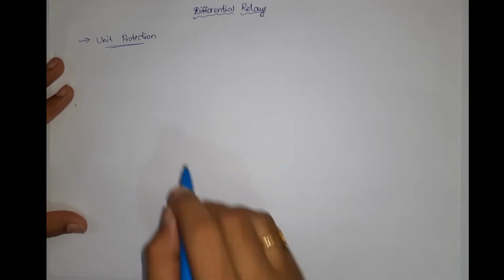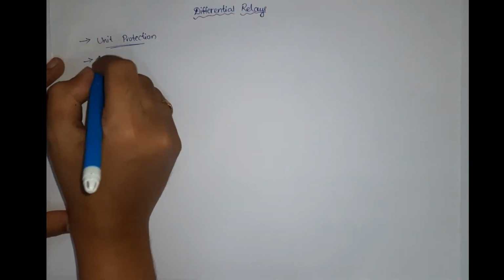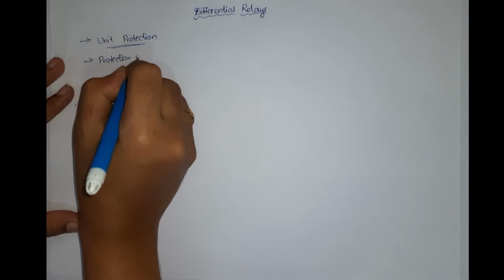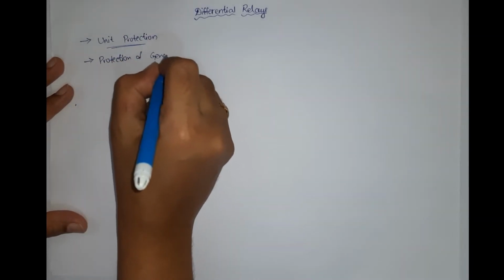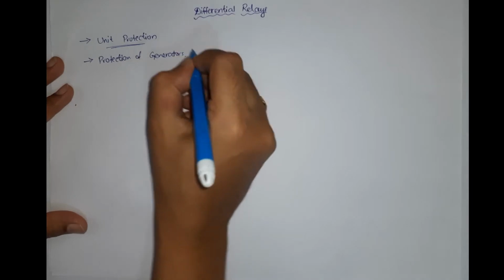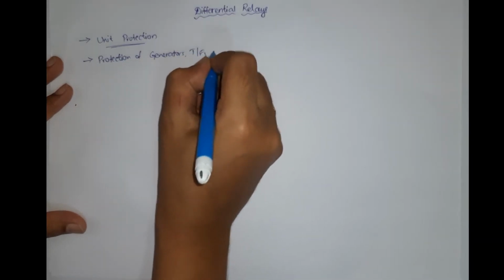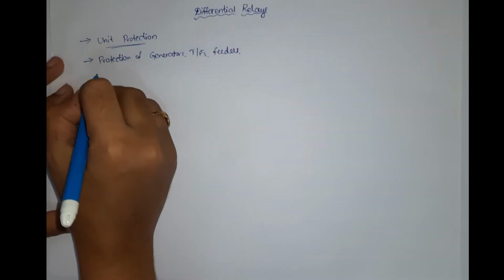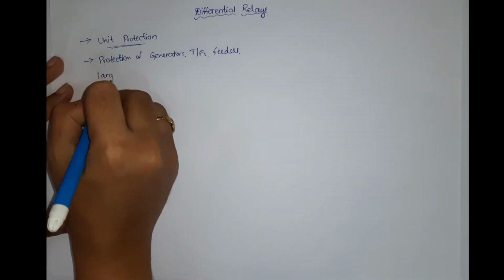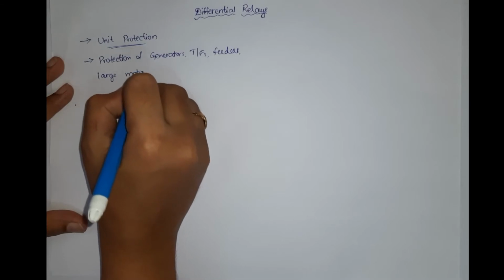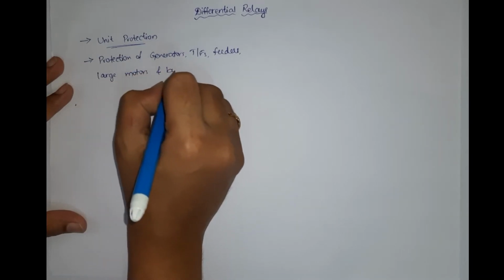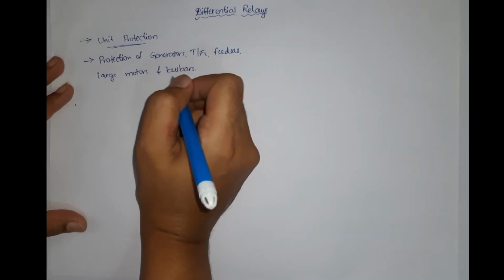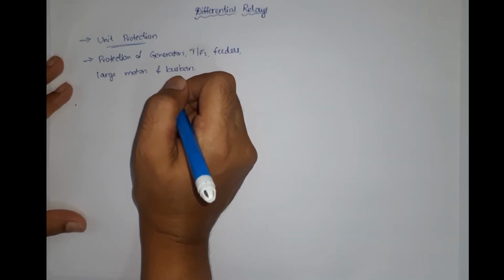And also these differential relays are used for protection of generators, transformers, feeders, and large motors, and also bus bars. So these are the areas where differential relays are used.